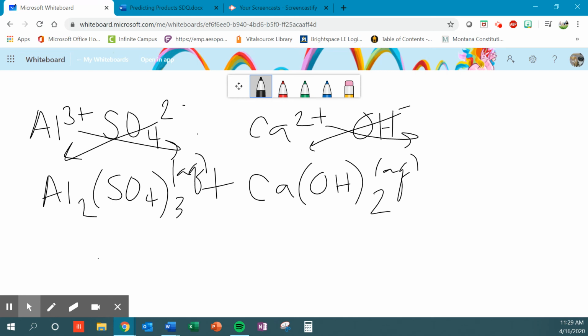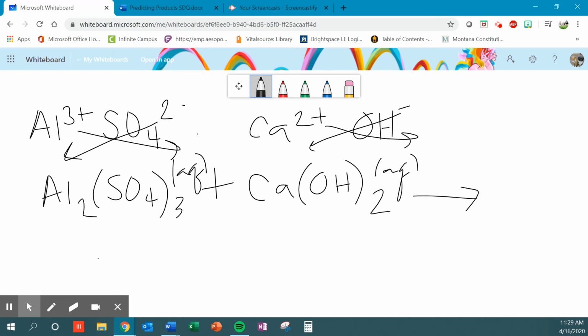And if we look at this, it says that for sulfate salts, they're all soluble unless they're combined with certain ones, but none of those are aluminum. And hydroxides are all insoluble, which means they would be a solid, unless they're combined with an alkali metal. And so calcium hydroxide is actually going to be aqueous because of calcium being an alkali metal. And so we then perform the double replacement reaction with these two.